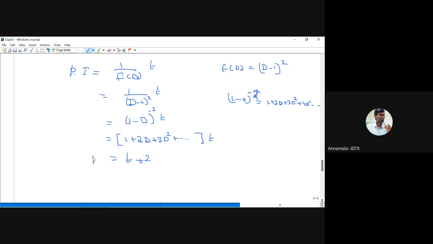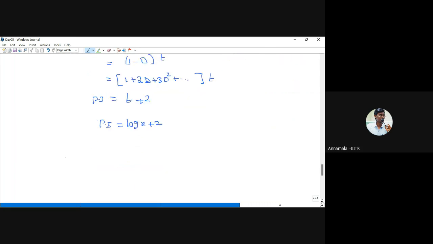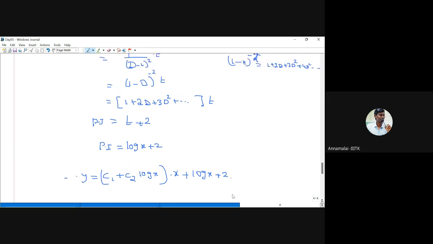This is a particular integral for equation 2. But what is the particular integral of equation number 1? You have to replace t by log x. Therefore, we get log x plus 2. Therefore, the solution for the original problem y is complementary function. Just now we proved that c1 plus c2 times log x into x, plus the particular integral log x plus 2. So this is a solution of the given equation.